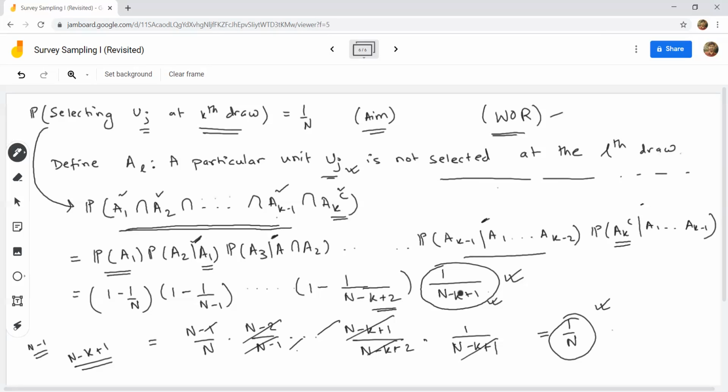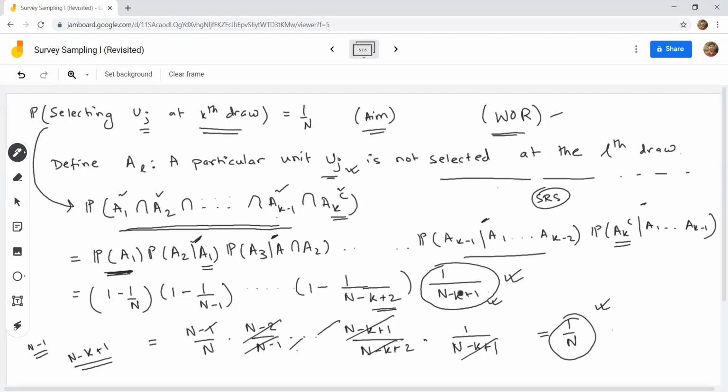In this proof, we were already assuming the fact that the probability of selecting UJ at the kth draw is 1 by n. Basically, look, in the probability of A1, in the first case, it's not a problem, right? Because all of them had equal probability of selection. In a simple random scheme, first of all, you are assuming the distribution that all of them have the equal probability of selection.